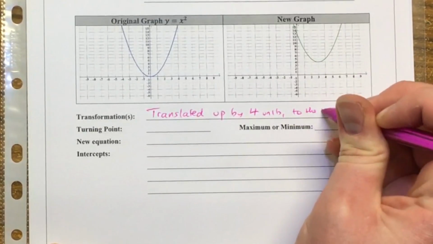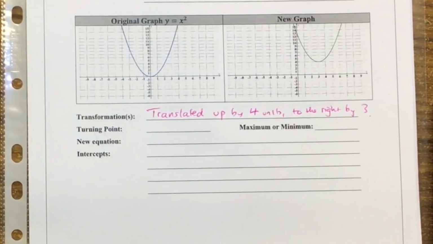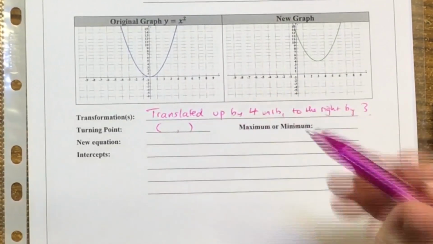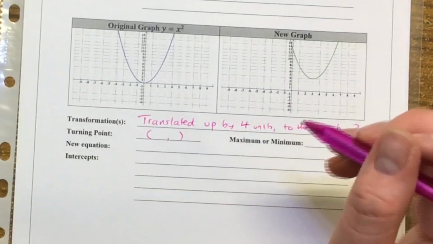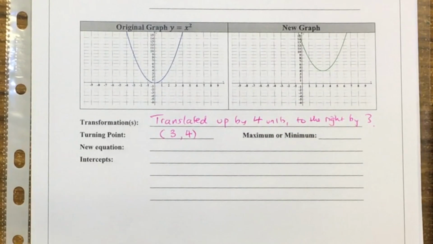To the right by 3. So the new turning point, Miss Price, would you be able to perhaps tell me where the new turning point is? It is 3, 4. Alrighty, so is it a max or min? Min.